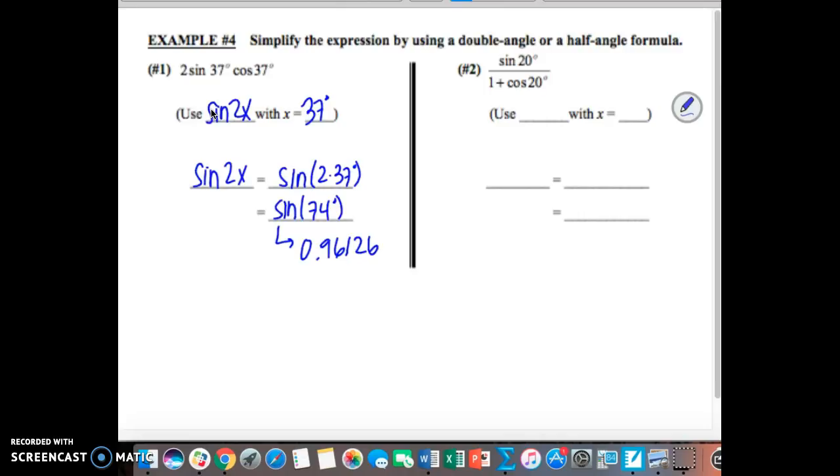Number 2, sine of 20 degrees divided by 1 plus cosine of 20 degrees, which is a half angle formula for tangent. So tangent of x over 2 with x equaling 20 degrees. So we're going to have tangent of x over 2, which equals tangent of 20 over 2, which reduces to 10 degrees. So we have tangent of 10 degrees, which after typing this into your calculator, you should get an answer of 0.17633.